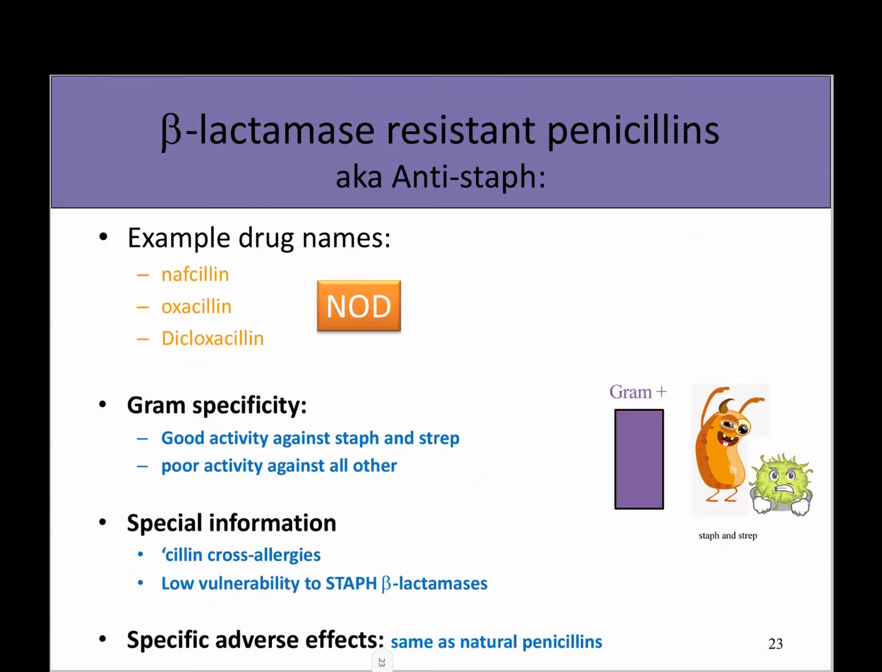And then that last penicillin group, the antistaph penicillins, we have nafcillin, oxacillin, and dicloxacillin. These were specifically created to have good activity against staph and strep, but by doing so, you lost activity against others. And these are only gram-positive activity. So we've got all of those normal penicillin cross allergies, but low vulnerability to staph beta-lactamases, so they don't get broken down as easily. And then the adverse effects are the same as the natural penicillins.